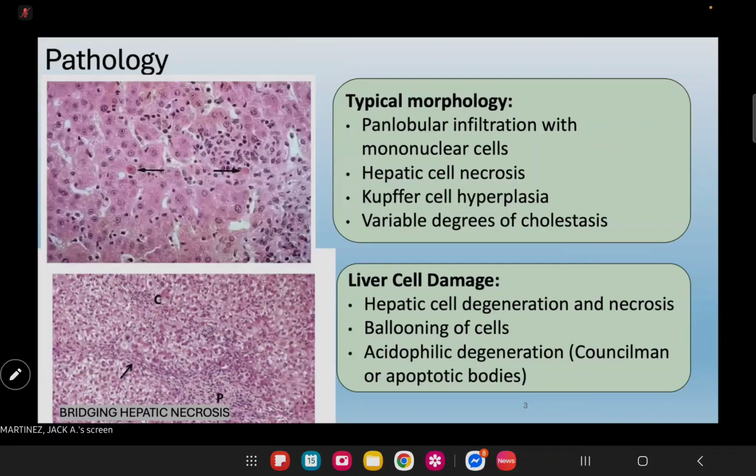flow of the bile. The hallmark of liver injury here is hepatocellular degeneration and necrosis, manifested as ballooning of hepatocytes and acidophilic degeneration. It is also known as the Councilman bodies or apoptotic bodies. When the necrosis bridges between the portal tracts and central veins, we refer to it as bridging hepatic necrosis. And when there is bridging hepatic necrosis, it is an indicator of a more severe liver injury.